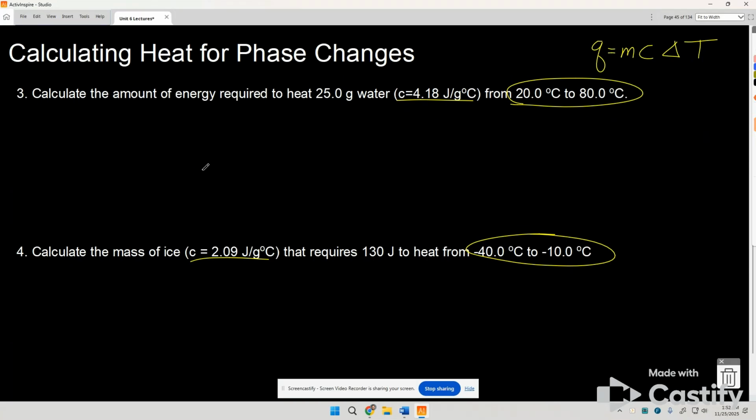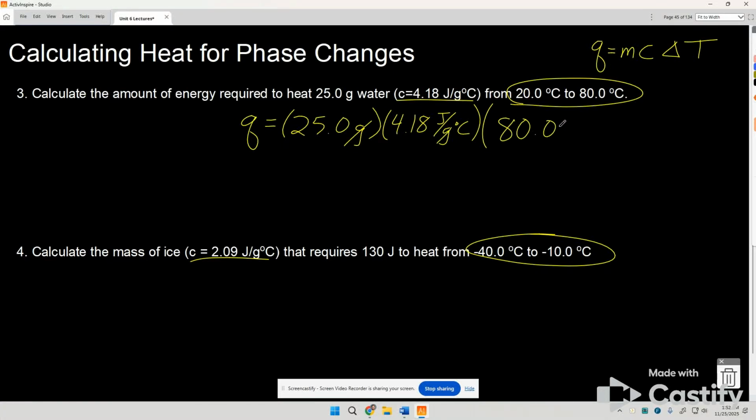So for number 3, the amount of energy required to heat this water, the amount of energy to heat 25.0 grams. My specific heat is 4.18 joules per gram degrees Celsius. And then my delta T, I do 80 minus 20 degrees C, and that's going to cancel degrees C, leaving me with just joules. My delta T there is going to be 60 when I do 80 minus 20.